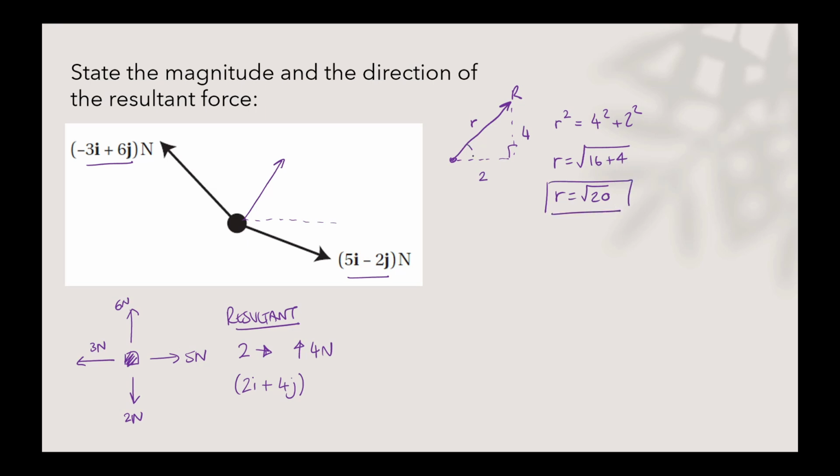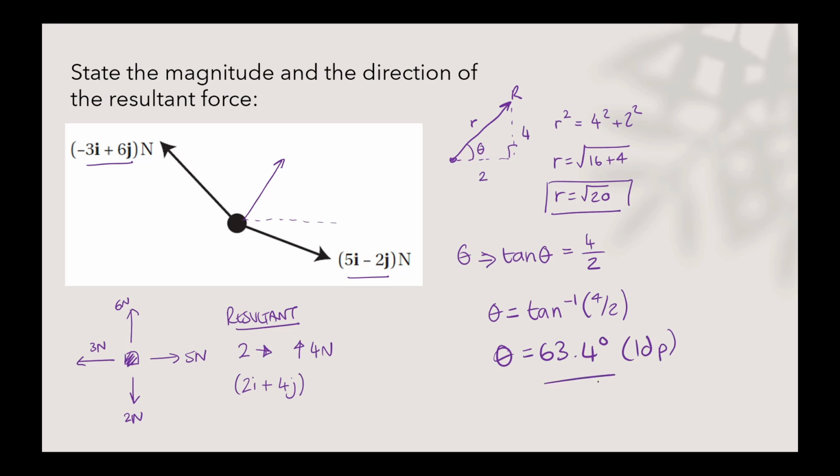And then I need to find the angle of this. To find theta, tan theta equals 4 over 2. So theta equals the inverse of tan of 4 over 2, which, if I type that in, gives me an answer of 63.4 degrees, and that's to 1 decimal place.